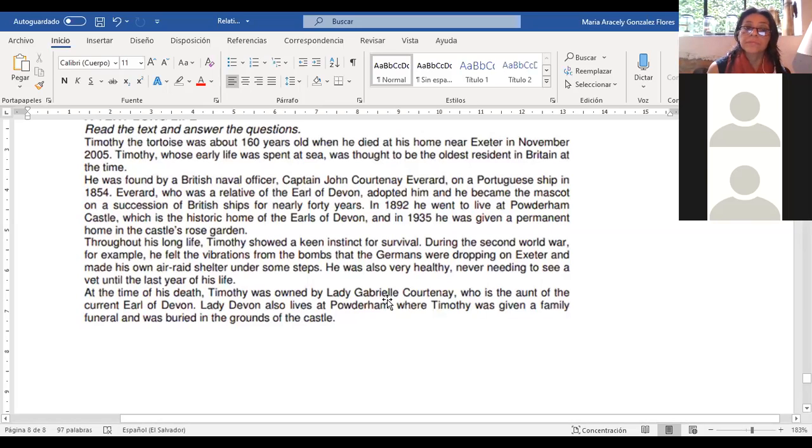Keen is K-E-E-N. It means like sharp, not smart exactly, but the tortoise had a very sharp instinct, like agudo. And shelter. Shelter? Yeah, shelter. An air raid shelter is a bomb shelter, a place that you can hide, like a refugio. Okay. Thank you.